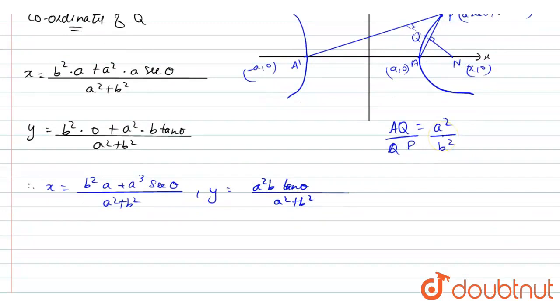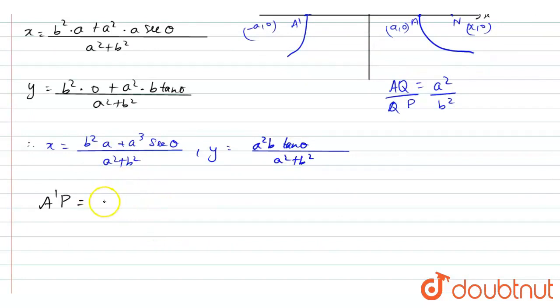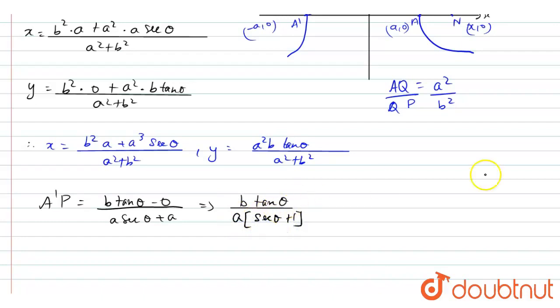Now I am going to find the slope of A dash P. The slope is (b tan theta minus 0) divided by (a secant theta plus a), which I write as b tan theta divided by a into (secant theta plus 1). So this is the slope of A dash P.